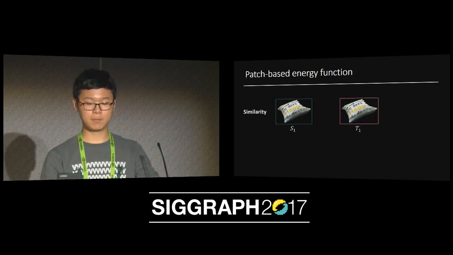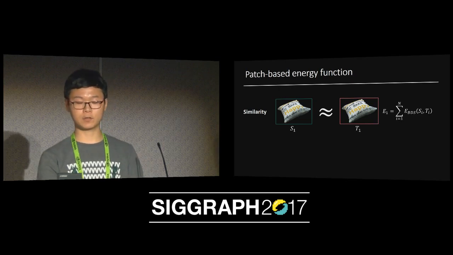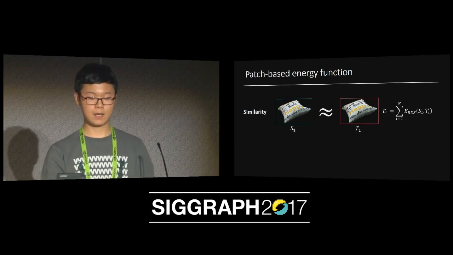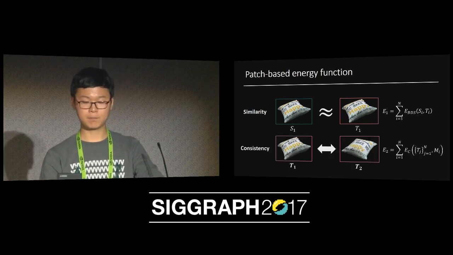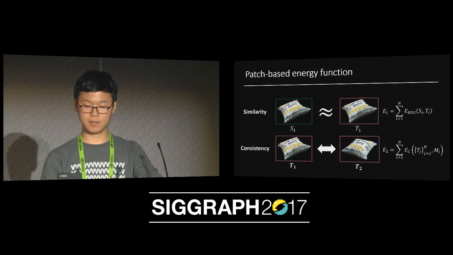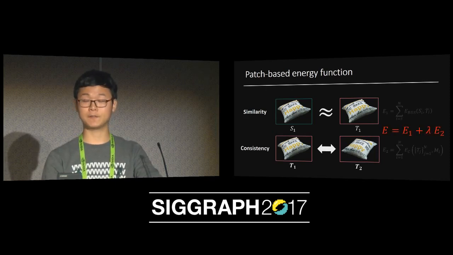In summary, our patch-based energy function is as follows. The first term is the similarity term, which measures the similarity between source images and target images. And the second term is the consistency term, which measures the difference between target images. The final energy function is the weighted average of these two terms.